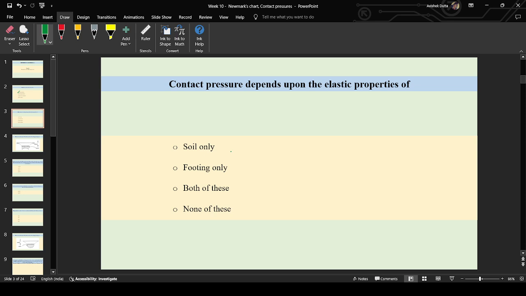Okay, so the contact pressure depends upon the elastic properties of both soil and the footing, because soil can vary from cohesionless soil to cohesive soils, clay, sands. Footing can also vary. You will see in the diagrams I've given you. So for this question, the answer will be contact pressure depends upon the elastic properties of soil and footing both. Okay, next question.